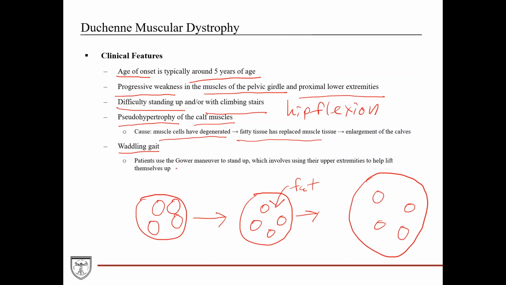And then patients will use what's called a Gower maneuver to stand up, because since they have such weak lower extremity muscles, they'll use their upper extremities, their upper body, to help lift themselves up. And you can often see this mentioned in a question stem, so definitely be on the lookout for it.